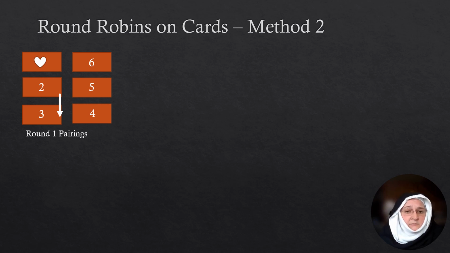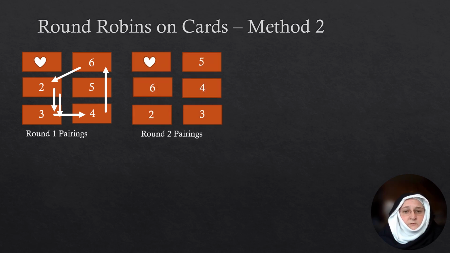So for my version, I'm going to keep the heart card in the same spot, and I'm going to move all of the other cards 1 spot counterclockwise. Number 6 is going to move down and to the other column. 2 and 3 are going to move down 1 spot. 3 is going to move over. And then 4 and 5 are all going to move up. So from round 1, once we move these, this is what round 2 is going to look like.